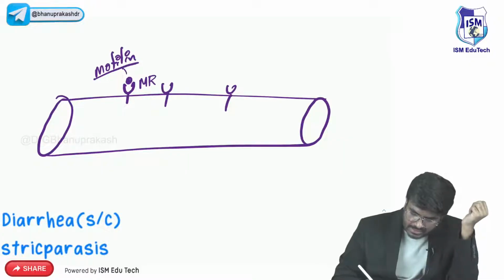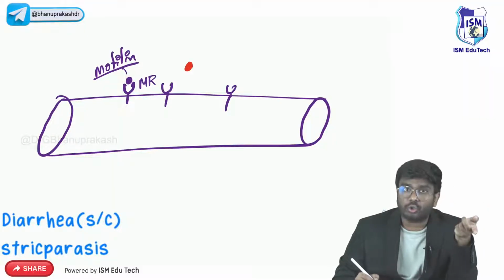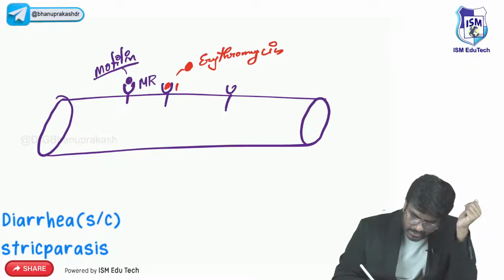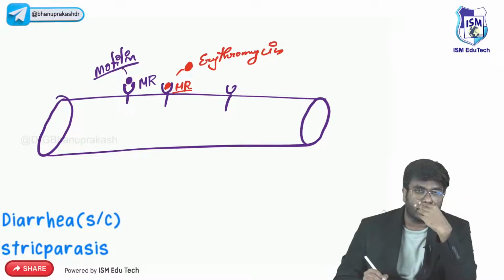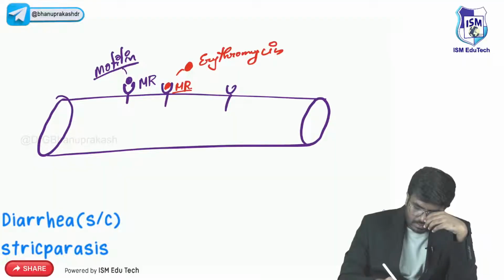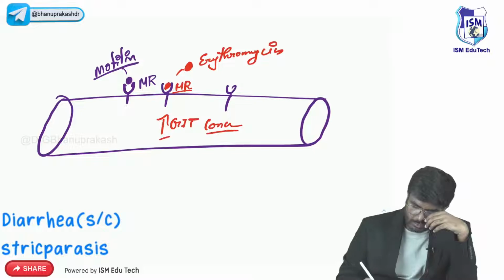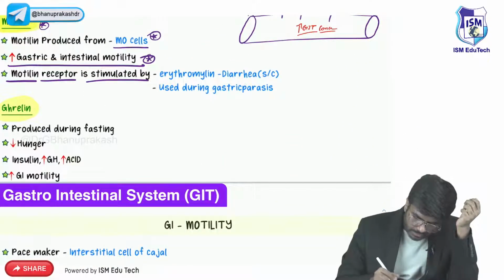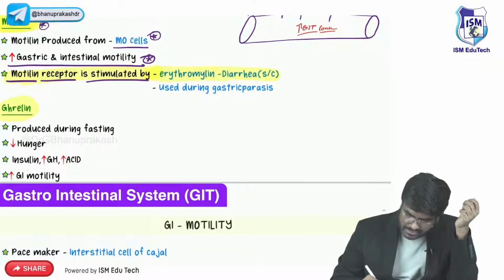But not only that, there is something called erythromycin. This erythromycin can also come and stimulate the motilin receptors. So what happens whenever the motilin receptors are stimulated? That increases the GIT contractions, or GI motility. So the point I want you to know is that motilin receptors are also stimulated by a drug called erythromycin.